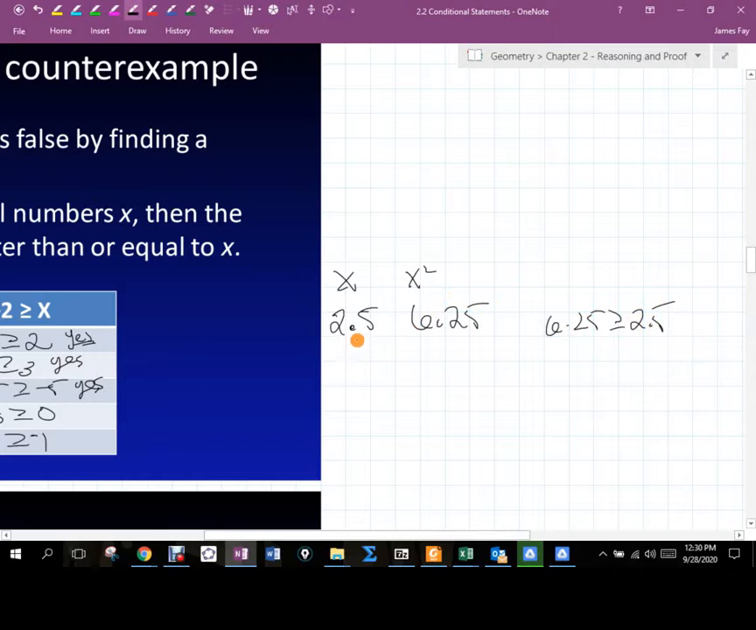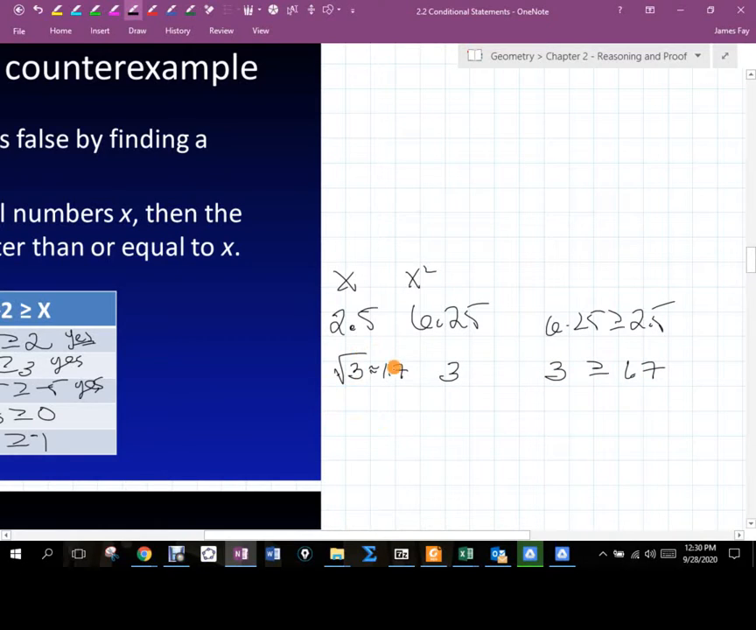Okay, so if I choose an irrational, let's go like radical 3, which is approximately like 1.7-ish. If I square that, it gives me 3. Is 3 greater than or equal to 1.7-ish? So that's a good thought. Okay, so 0.25. So let's do that.